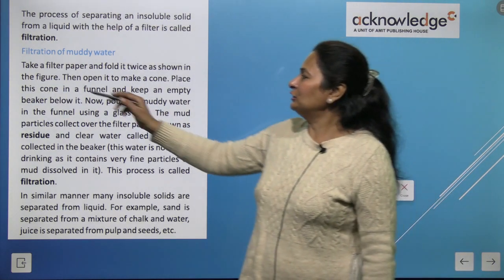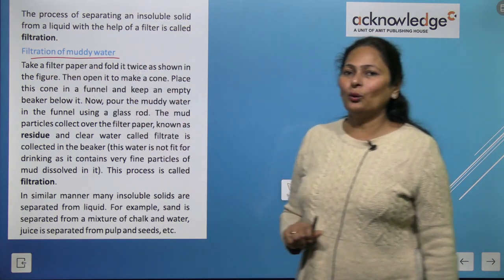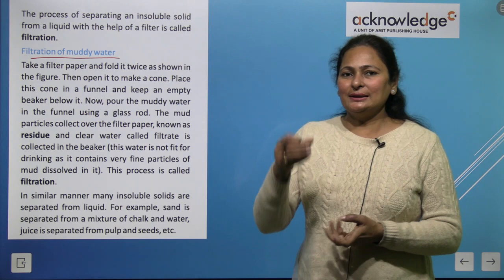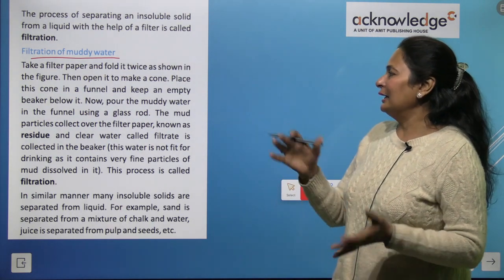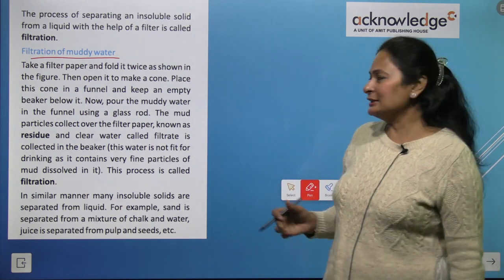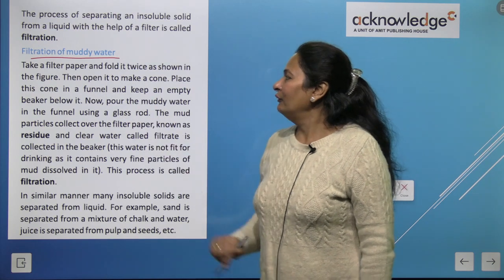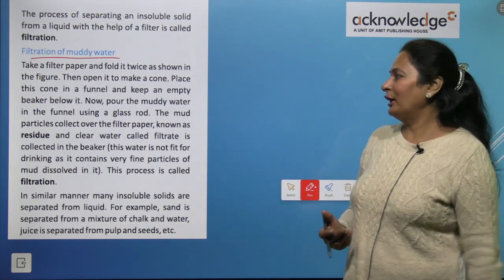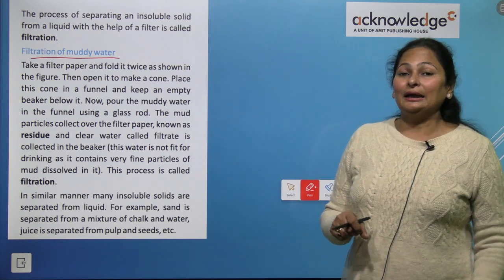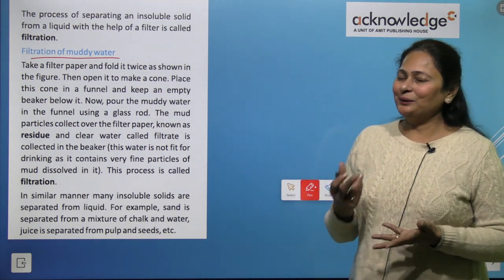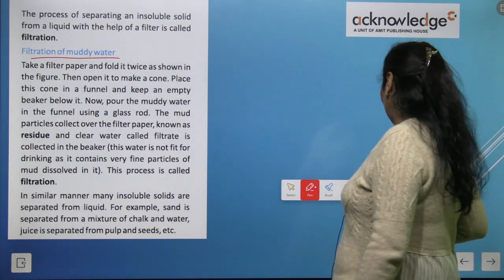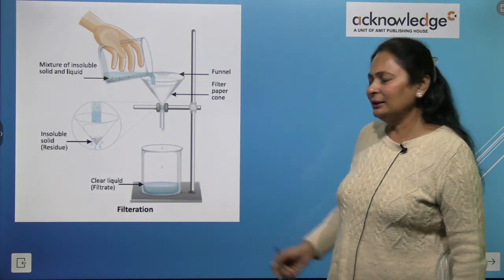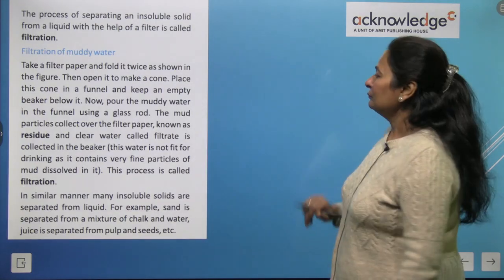Now, filtration of muddy water. How will we do it? Take a filter paper and fold it twice and put it into the funnel, as we have seen in the last diagram. Open it to make a cone and place it on the funnel. Now keep the empty container or beaker on the lower side of it. Like you can see, we have kept a beaker, right?